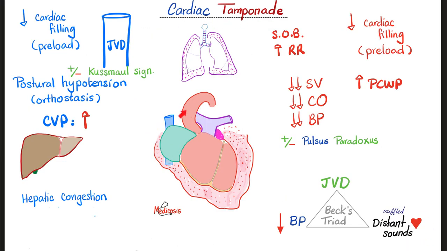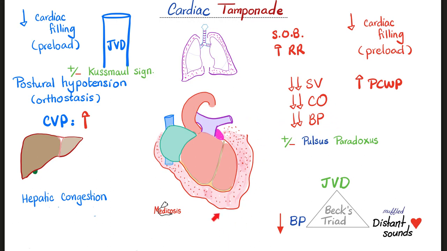Let's review. Right side is toast with low preload, decrease in diastolic volume. So what do I get? I get jugular venous distension. I get increased central venous pressure. And in severe cases, I can get hepatic congestion. On the left side of the heart, there is also decreased preload. So the blood will pool and pile in the left atrium, increase pulmonary capillary wedge pressure. Less input equals less output.